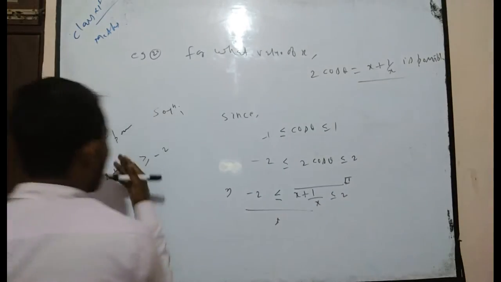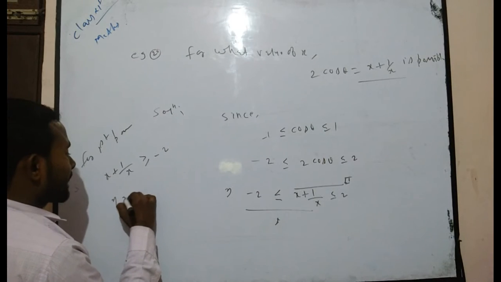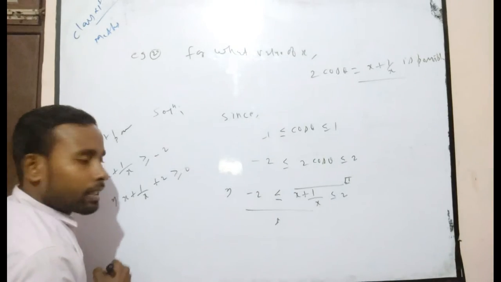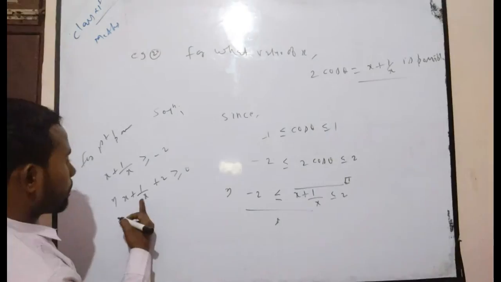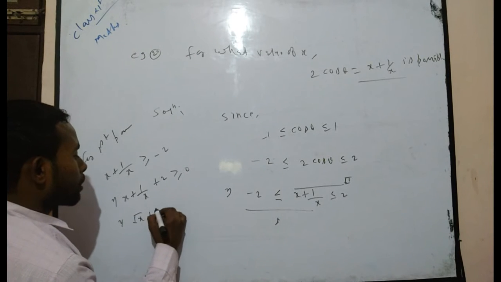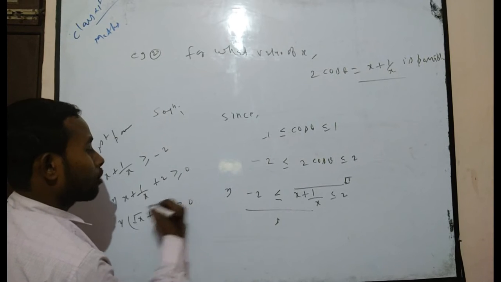If x plus 1 by x is greater than or equal to minus 2, then you can say that x plus 1 by x plus 2 is greater than or equal to 0. In that case, you can say that root under x plus 1 upon root under x, whole square, is greater than or equal to 0.